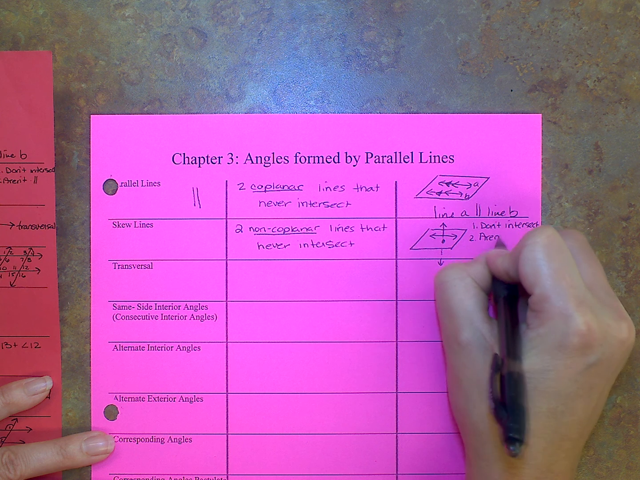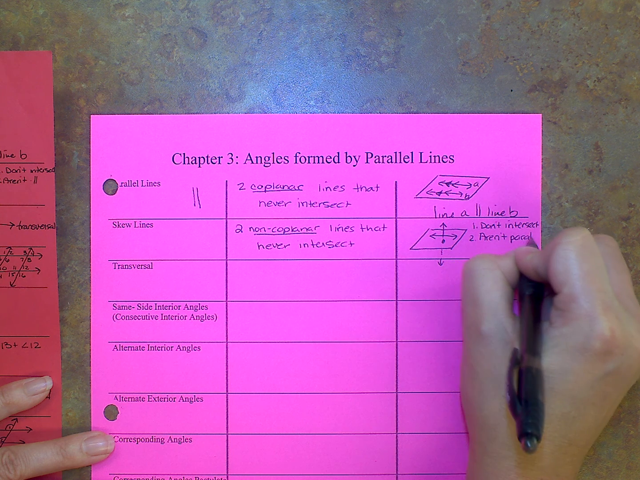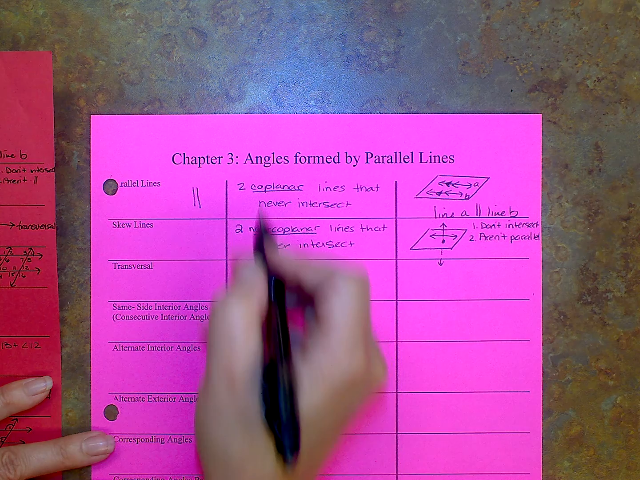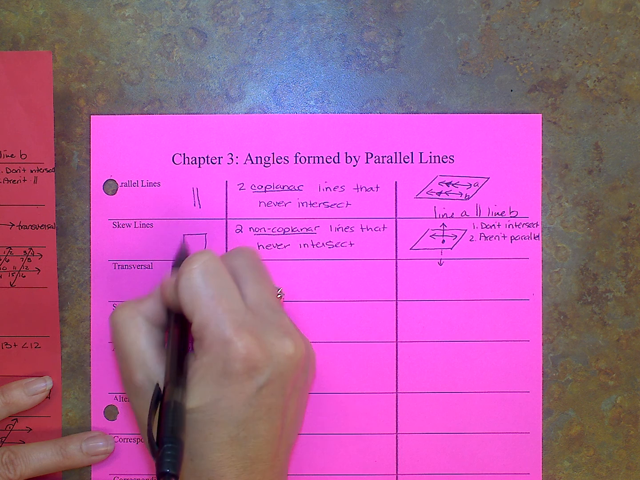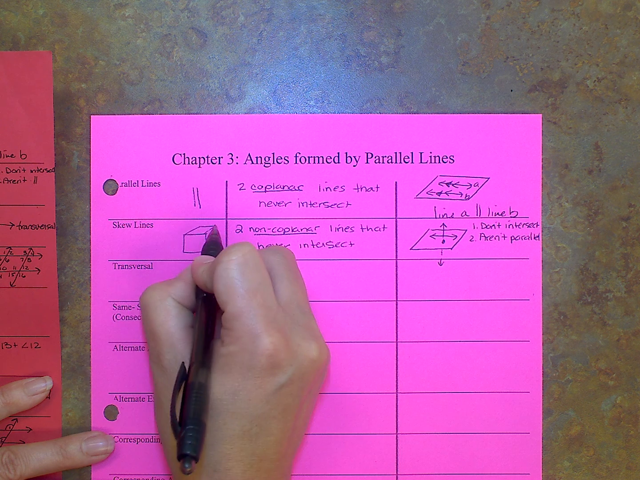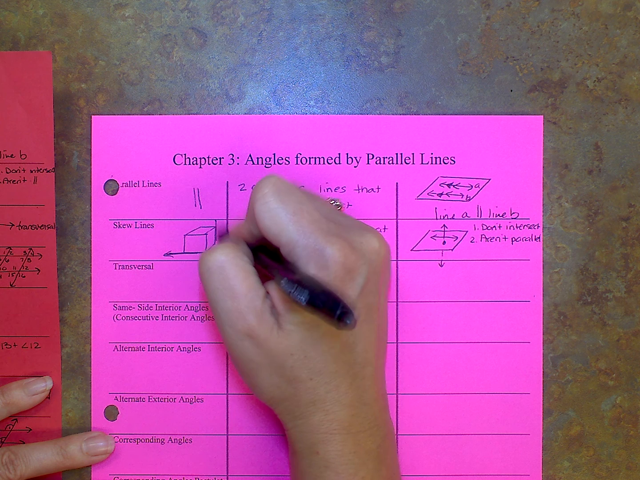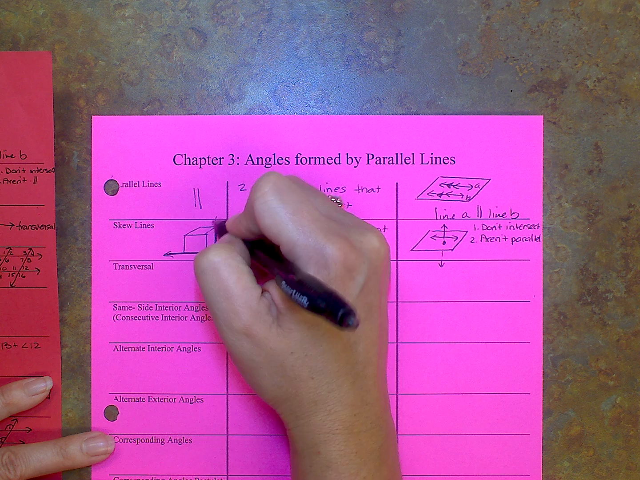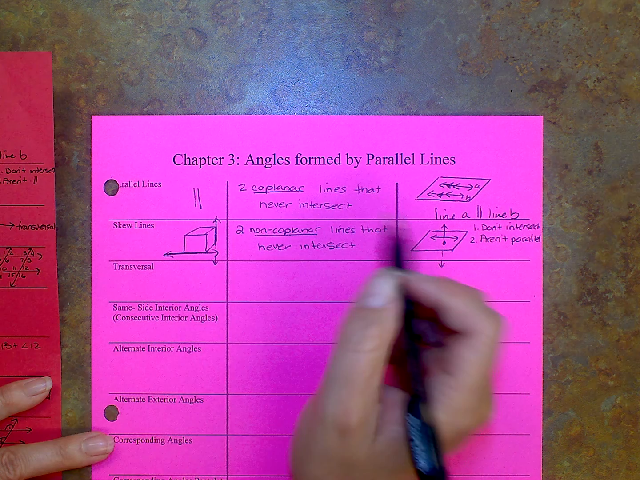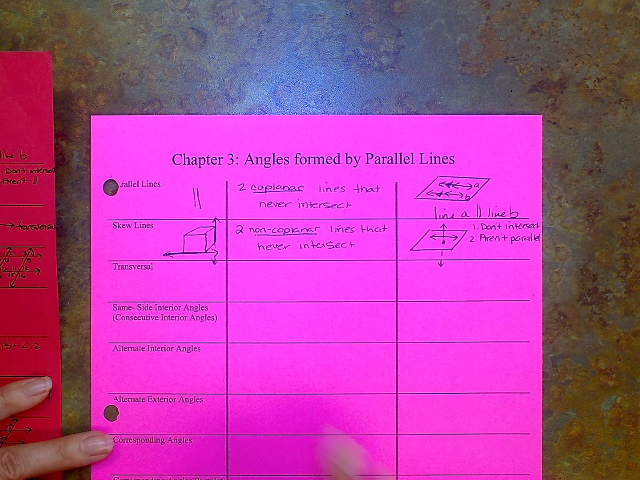Another example of that would be if you had a cube. This line across the front here, and maybe this line going down here. Even though they look like they intersect when I draw it like that, if you think about three-dimensional space, those will never intersect.